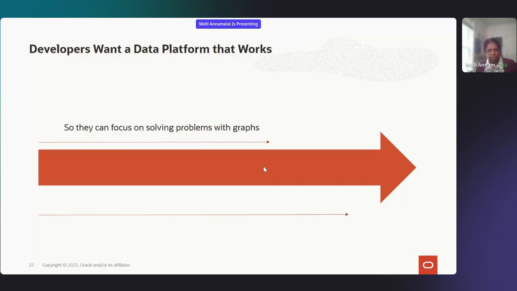I have this piece of data connected with this piece of data, and I want to do X, Y, Z with it. I don't want to sit down and think about, okay, how can I manage my system? How can I have my database system always available? How can I deal with concurrency and security? They just don't want to think about that. These are problems that have been solved. So they really want to focus on solving problems with graphs.